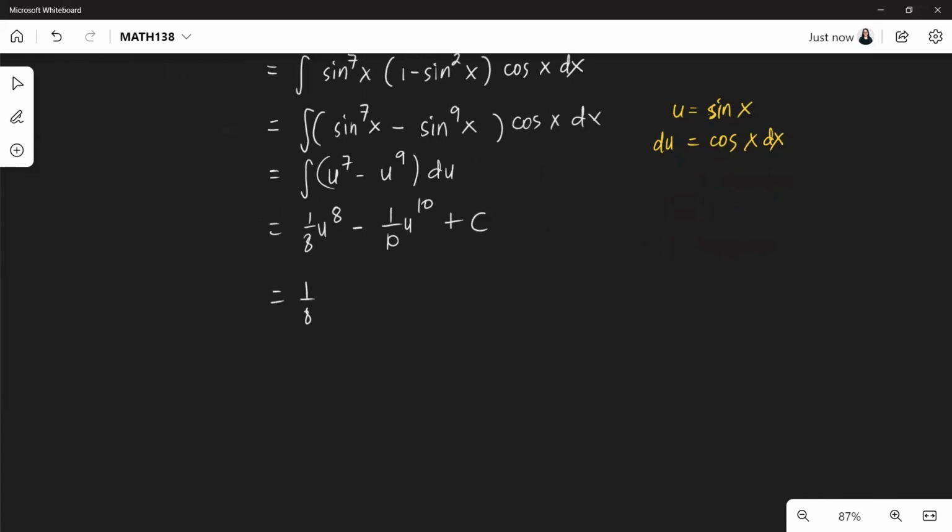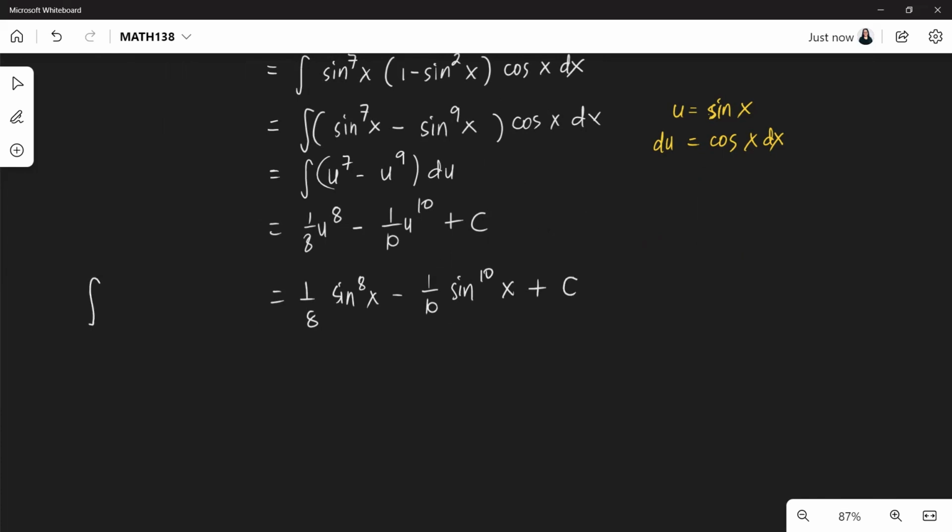Then plug back in the sine x. It's 1/8 times sine of x raised to the power of 8, then minus 1/10 sine of x raised to the power of 10, then plus c.